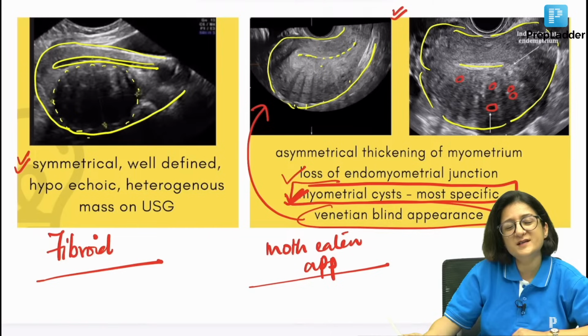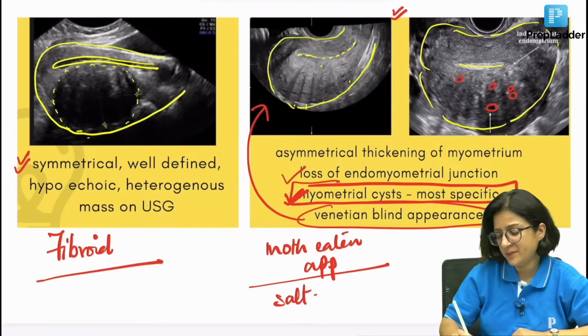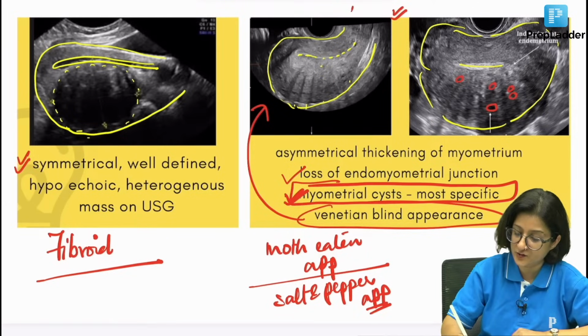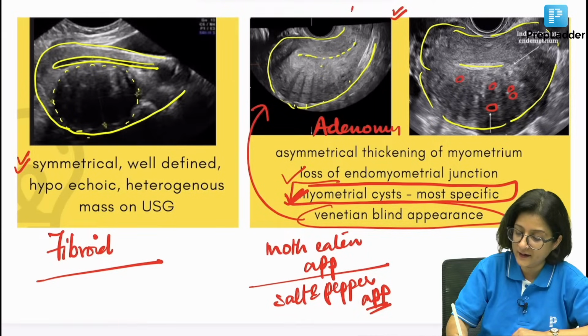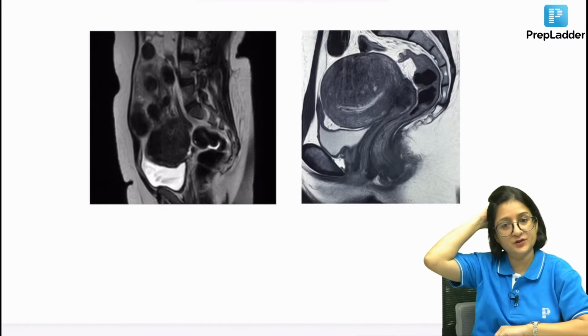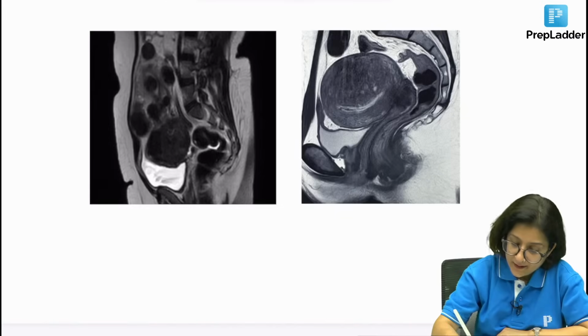Sometimes they will also describe it as a salt and pepper appearance, right? So these are also all findings of adenomyosis. So here on the right we have adenomyosis. Next image, MRI images. Image on the right, can you see here?